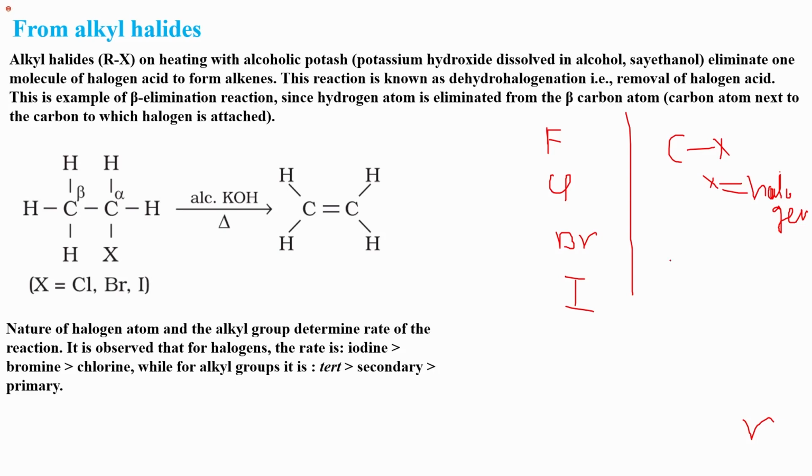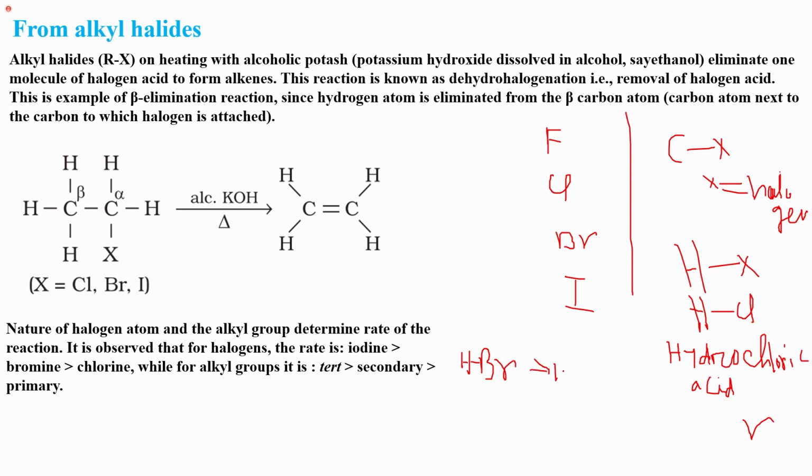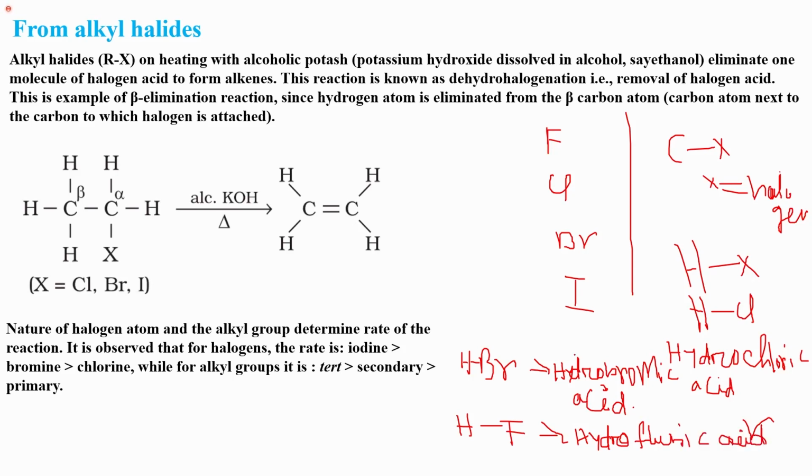So halogen acid means what? HX. Whether it is HCl, that is hydrochloric acid. And if you are generating HBr, then you will get hydrobromic acid. Suppose you have HF, that is hydrofluoric acid. Okay. Now you have this X equals chlorine, bromine, and iodine.